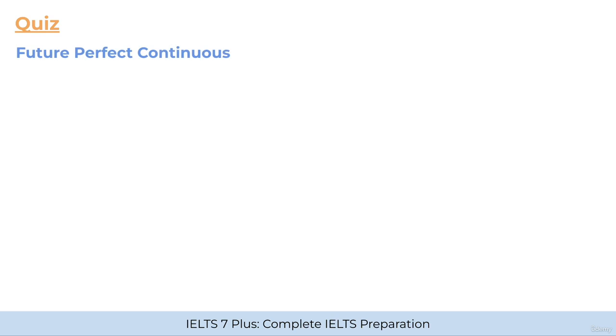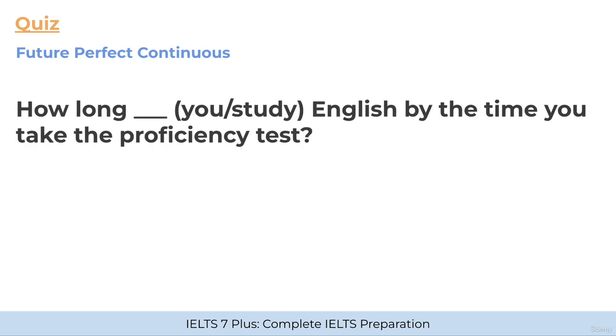Okay, now we've got the future perfect continuous example. How long, and then you study English by the time you take the proficiency test? Okay, so how different is this from the future perfect? Do we need to include the same auxiliary verbs? Do we need to add any other words in there? Do we need to change any of the verbs to perhaps a present or past participle? Have a think.